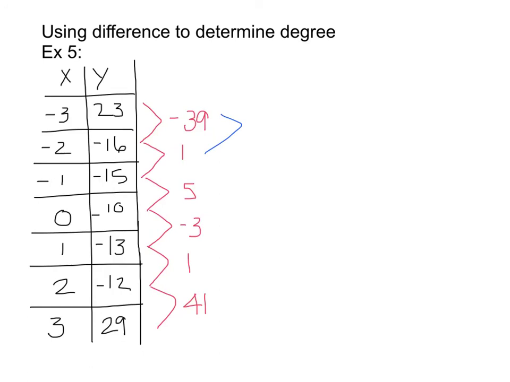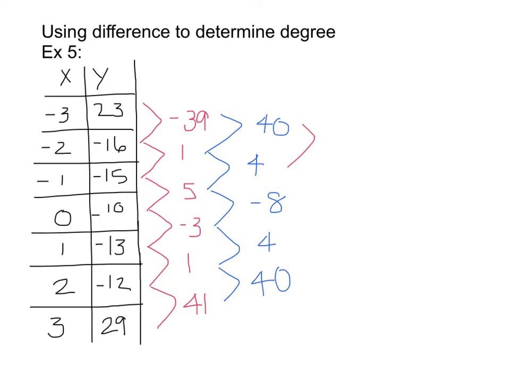1 minus negative 39 gives me positive 40. 5 minus 1 gives me 4. Negative 3 minus 5 gives me negative 8. 1 minus negative 3 gives me 4. And 41 minus 1 gives me 40. Again, all of those numbers aren't the same, so we subtract again.